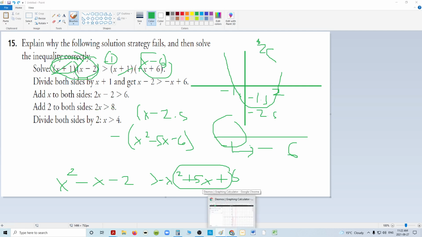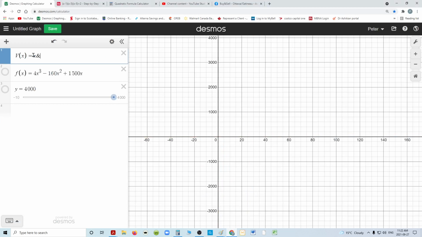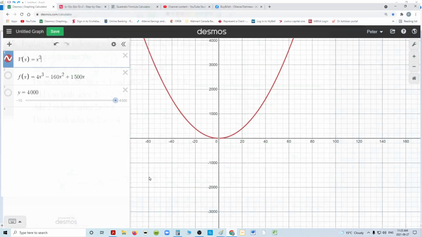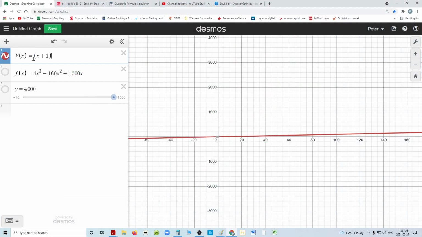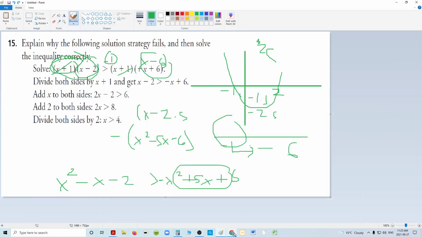They do cross. So I'm going to show you the graphs. So we just do x plus 1, x minus 2. And I'm going to show you the other graph. Minus.